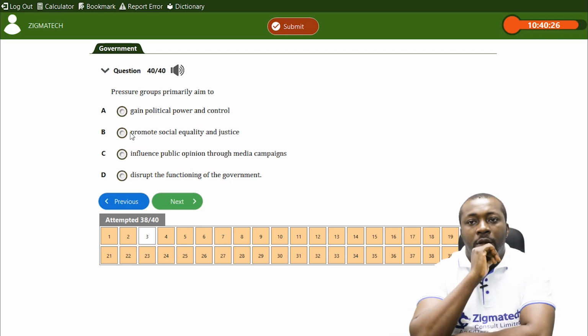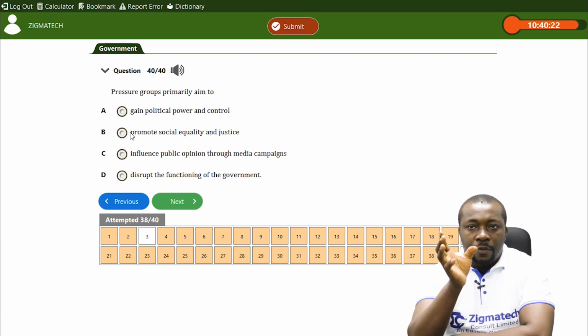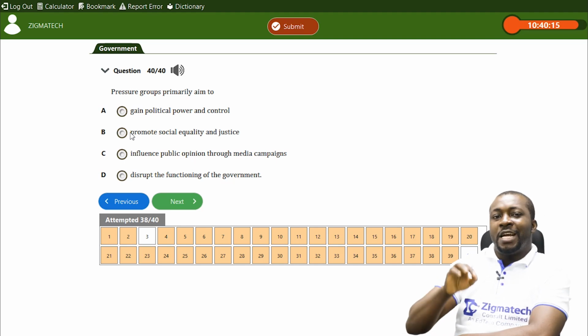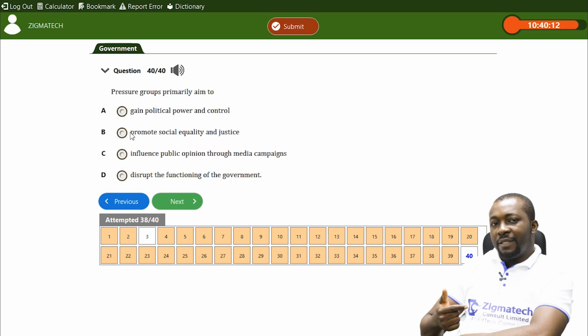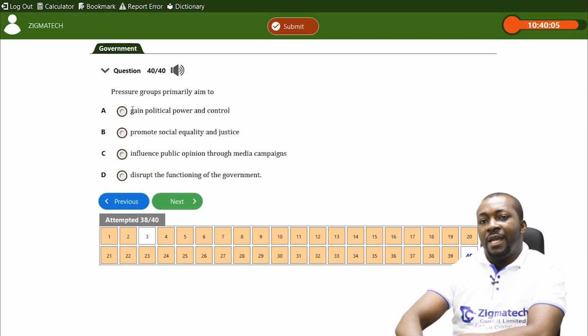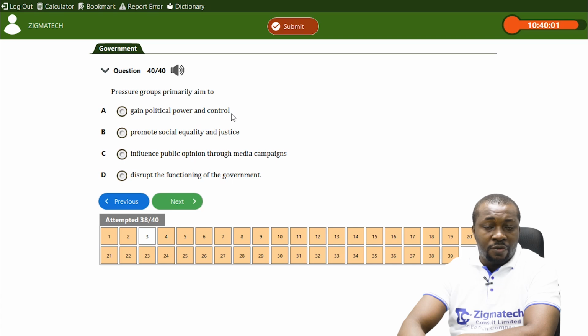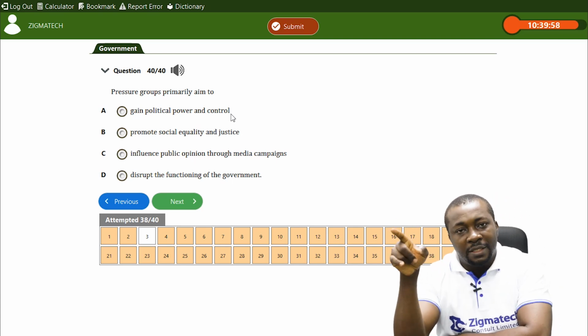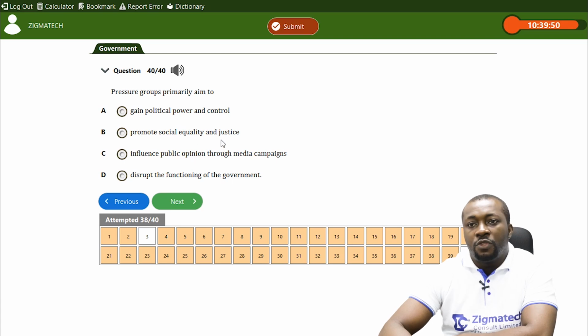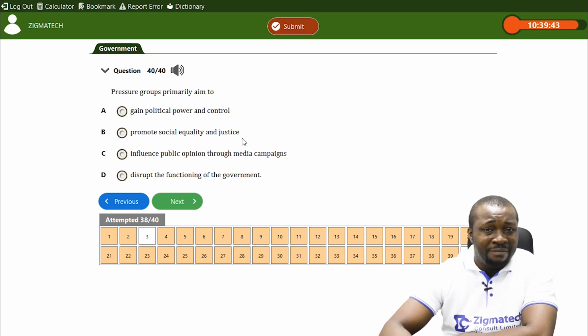Then the last question, number 40. Pressure groups primarily aim to do what? Remember, a pressure group is an organized interest group that seeks to influence government policies in the interest of their members. So they aim to do what? A, gain political power and control. That is the main aim of a political party. Pressure groups are not interested in gaining political power and control. B, promote social equality and justice. They may want to, but it's not primary. A promotional pressure group does, but it's not their primary aim.